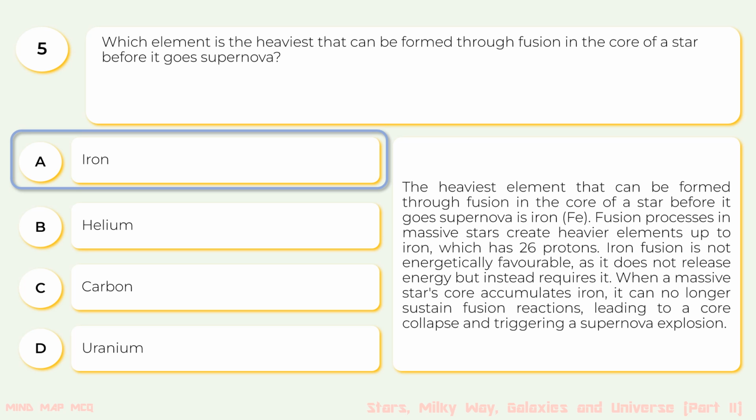Iron fusion is not energetically favorable as it does not release energy but instead requires it. When a massive star's core accumulates iron, it can no longer sustain fusion reactions, leading to a core collapse and triggering a supernova explosion.